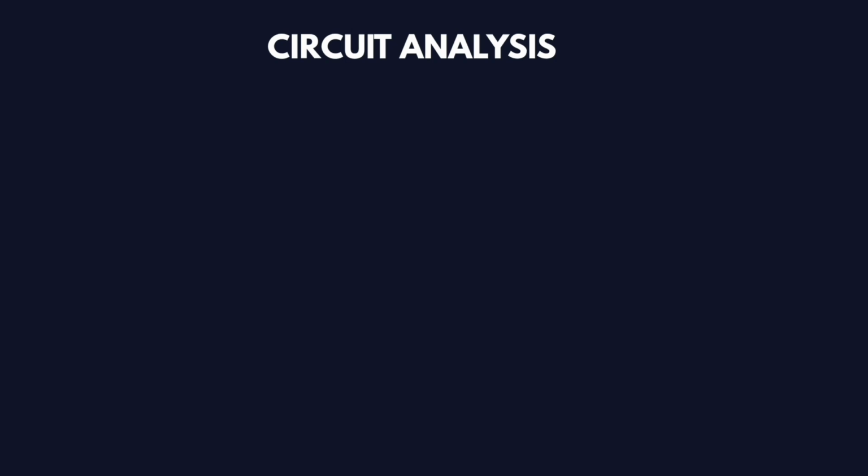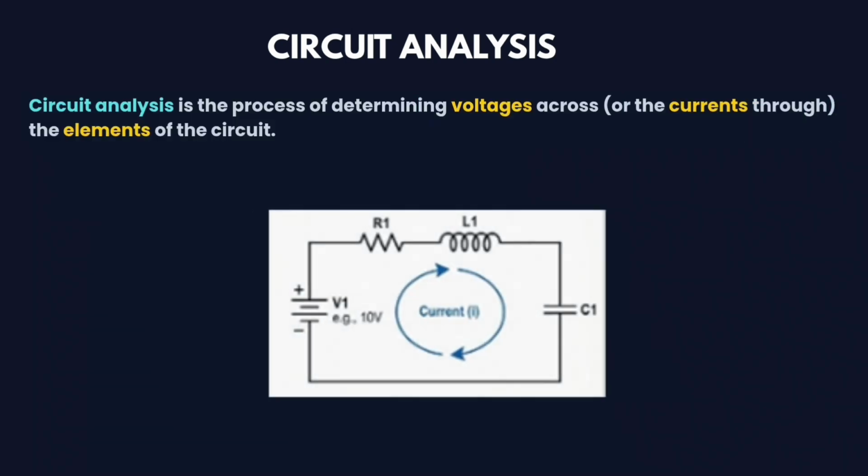Circuit analysis. Once these elements are connected, we need to determine the unknown voltages across them or the currents flowing through them. This process is called circuit analysis. So, in simple terms, circuit analysis means finding the voltages across or currents through the elements of a circuit.